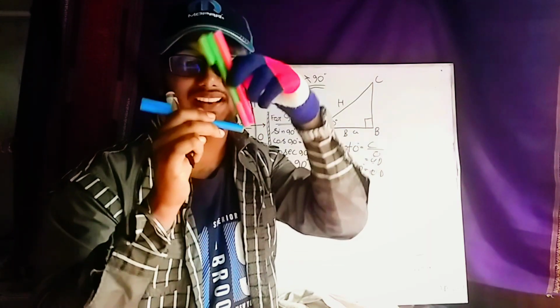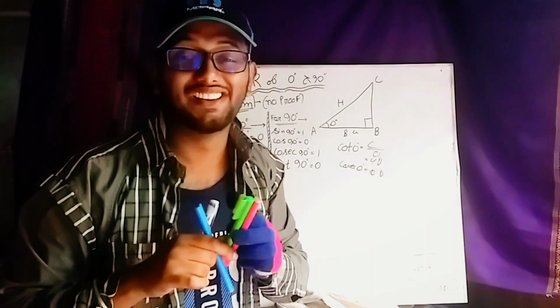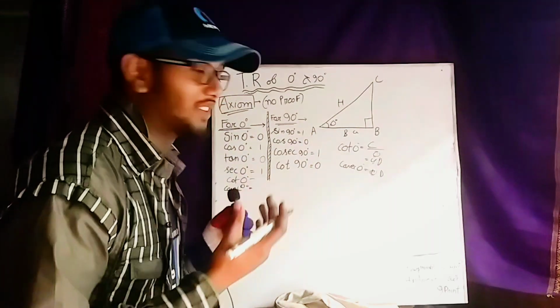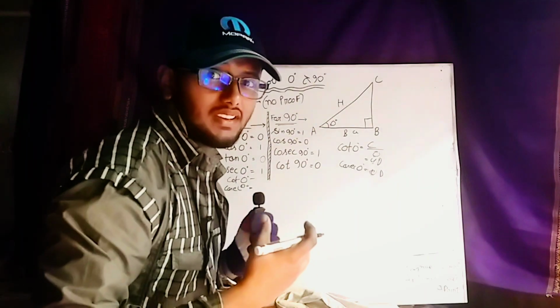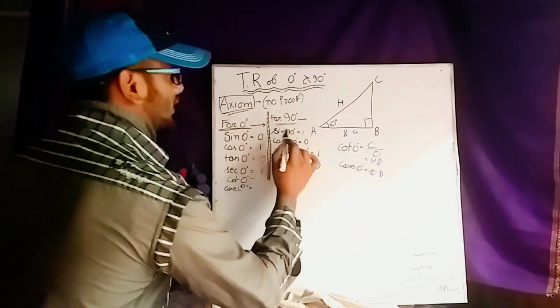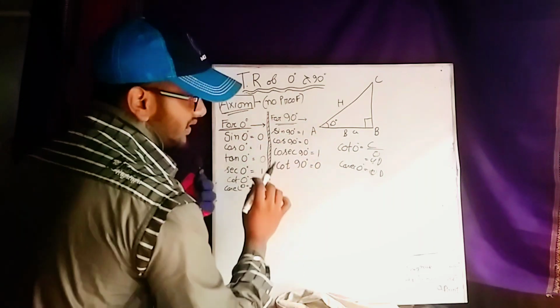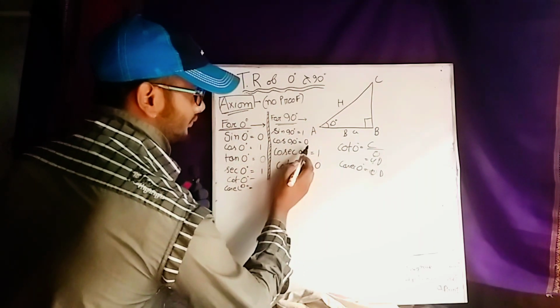Now, for 90 degree, I cannot prove it, because if I make the acute angle 90 degree, it will not be a triangle. It will not be any closed surface. So let's remember it by axiom only. For 90 degree, sin 90 degree is 1, cos 90 degree is 0.